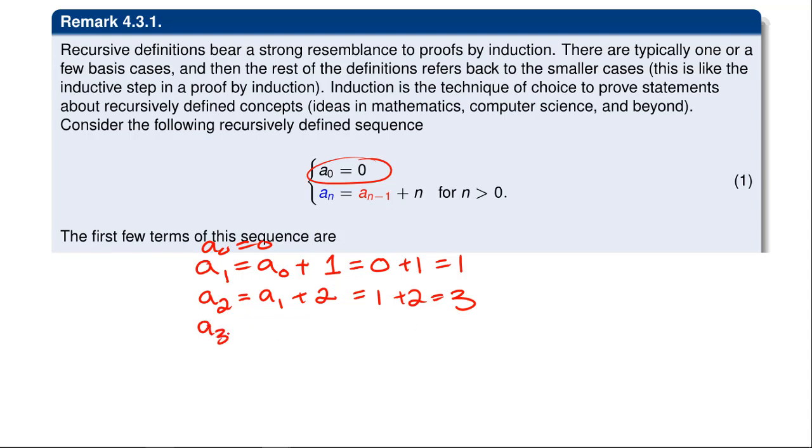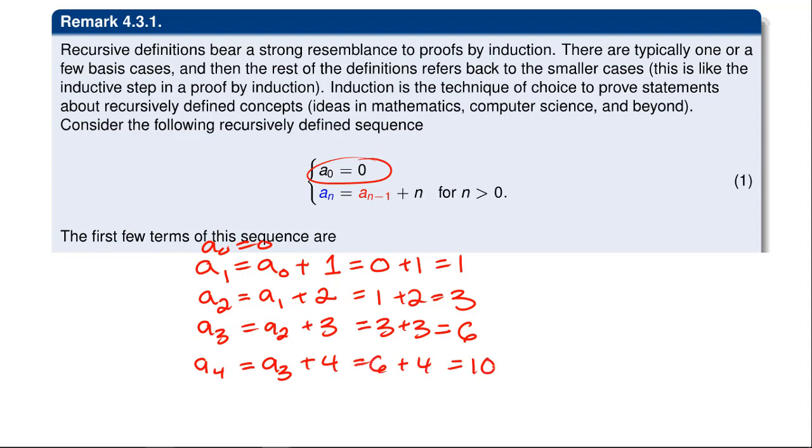And if I look at a3, it's going to be the previous one, a2, plus the index, which is a 3. The a2 term we know is a 3, and a 3 plus a 3 is going to kick out a 6. And if I go one step farther, the idea is that a4 is going to be a3 plus a 4. You can see that this is going to become a 6 and a 4, which we know is going to be a 10.